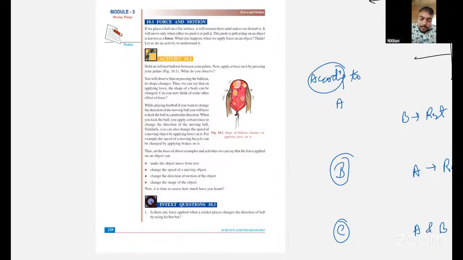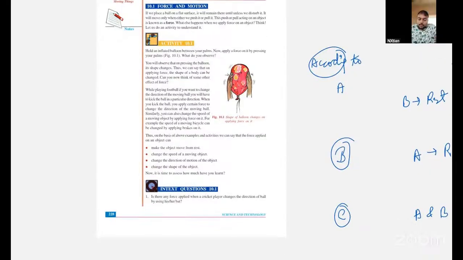Joshua, can you read this? If we place a ball on a flat surface, it will remain there unless we disturb it. It will move only when either we push it or pull it. This push or pull acting on an object is known as force. What else happens when we apply force on an object? Think. Let us do an activity.